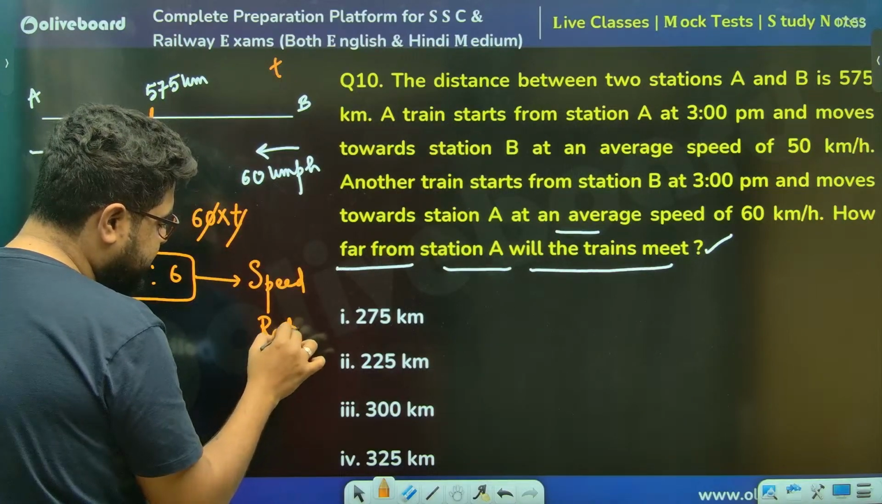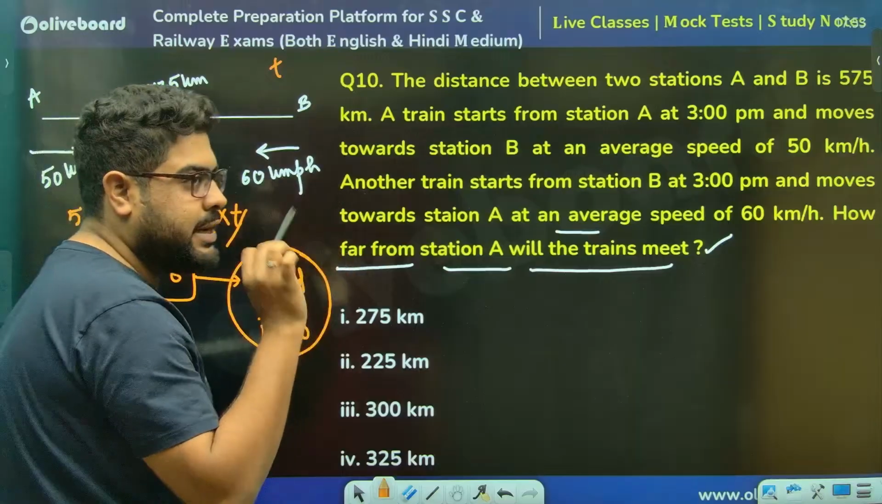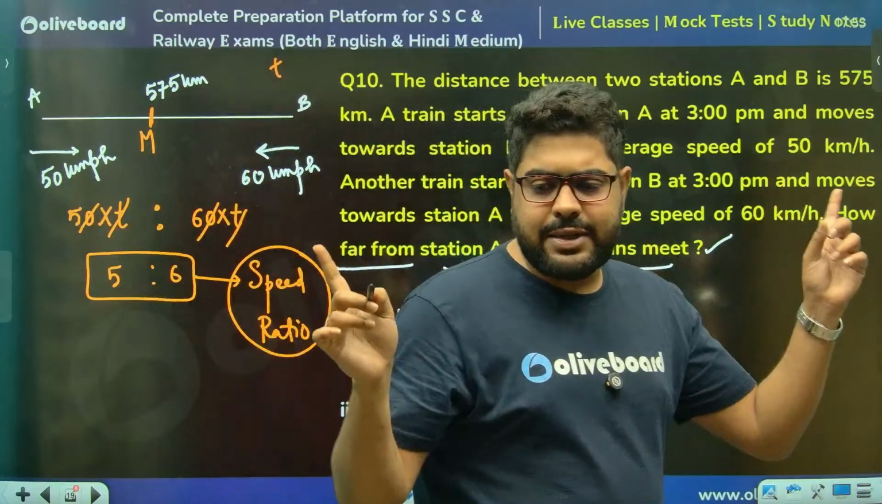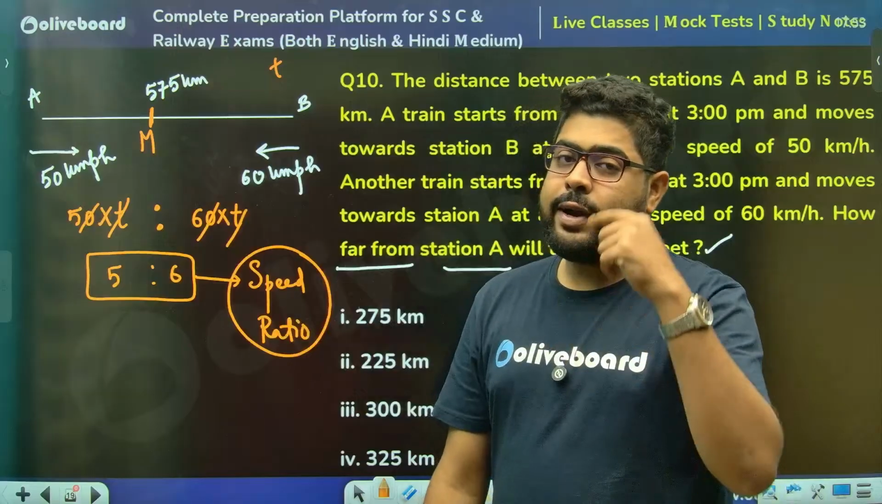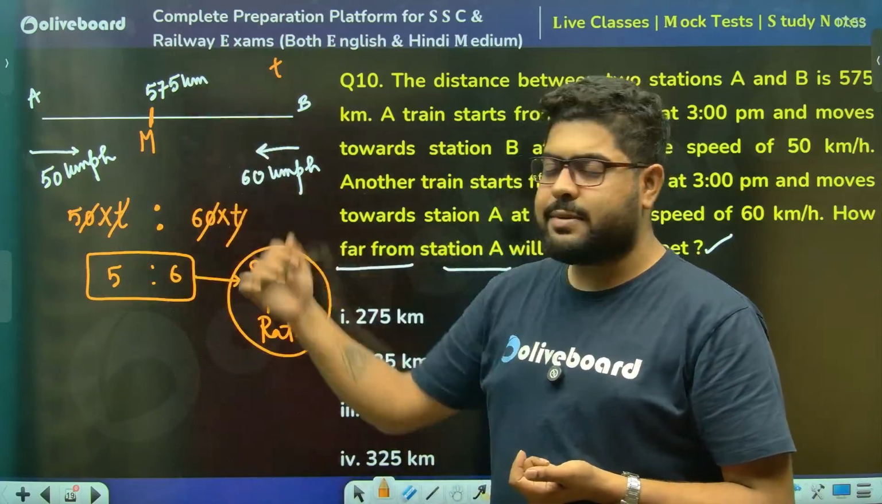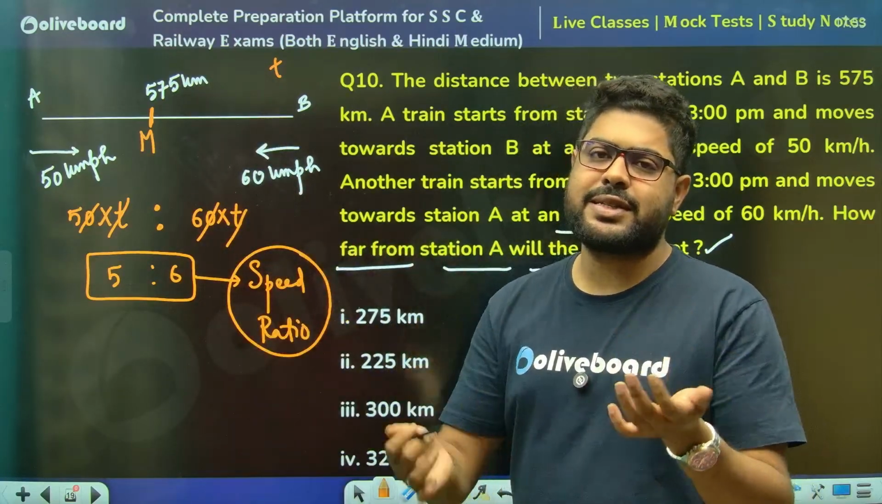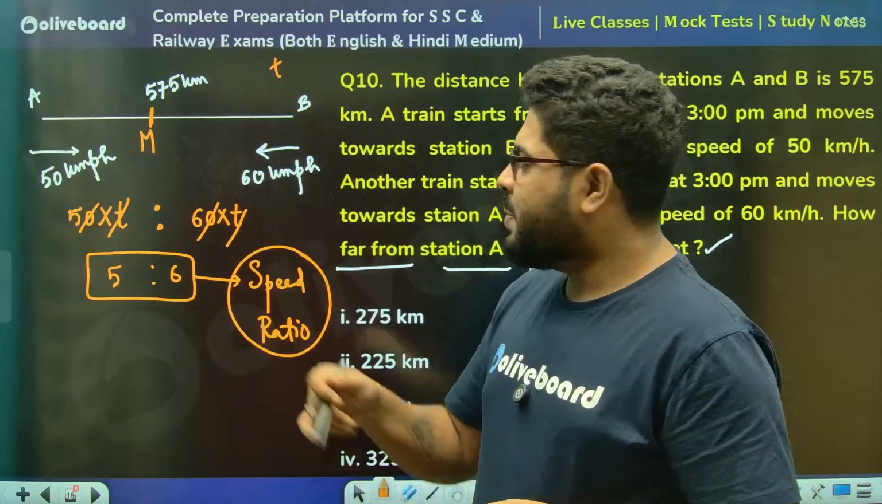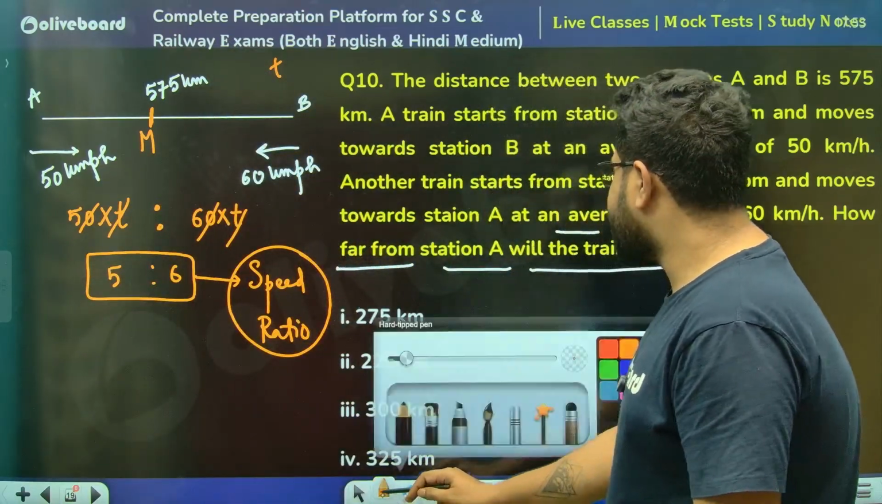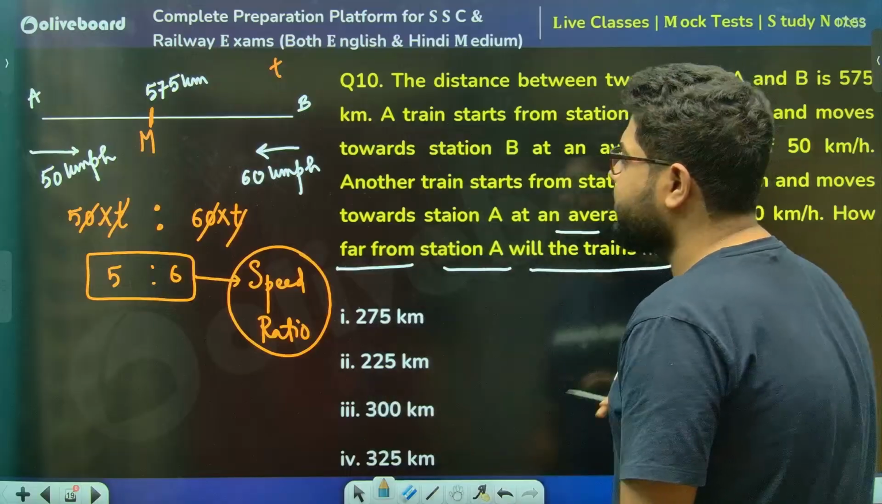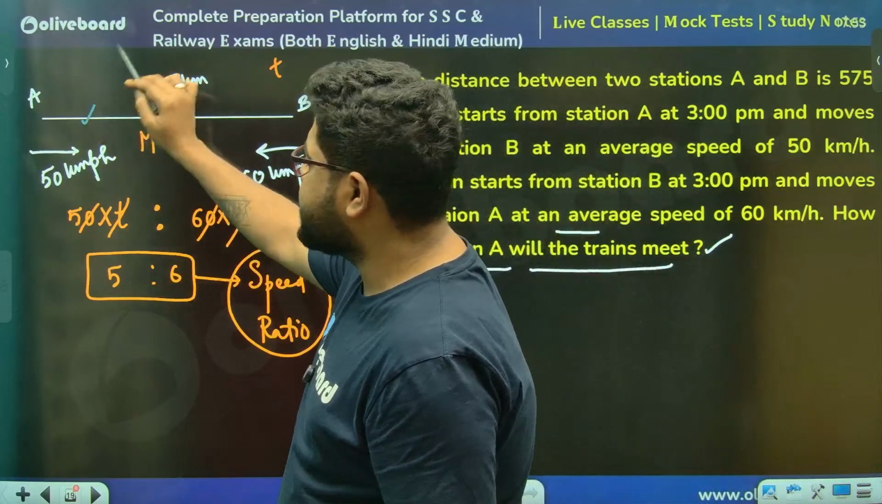Always understand this logic here. If both of them are starting at the same time, that means they are traveling for the same time. When time is constant, speed ratio and distance ratio are the exact same thing. So both have started together. Ultimately they are asking how far from station A, meaning they are asking this distance, AM.